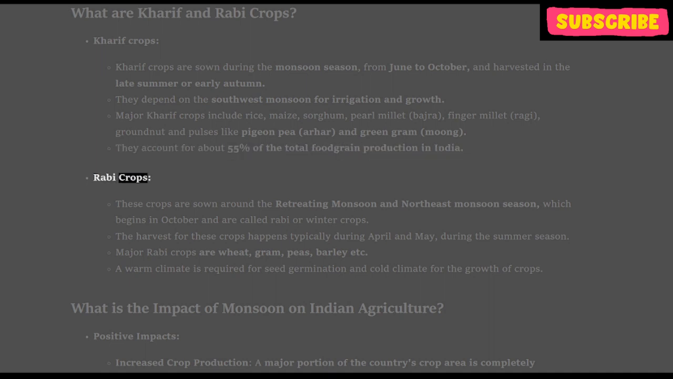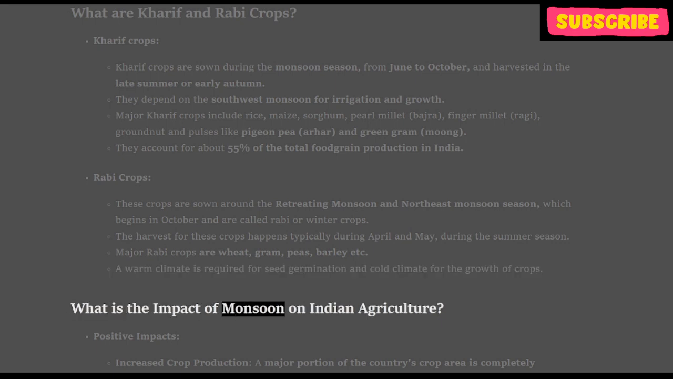Rabi crops. These crops are sown around the retreating monsoon and northeast monsoon season, which begins in October, and are called Rabi or winter crops. The harvest for these crops happens typically during April and May, during the summer season. Major Rabi crops are wheat, gram, peas, barley, etc. A warm climate is required for seed germination and cold climate for the growth of crops.